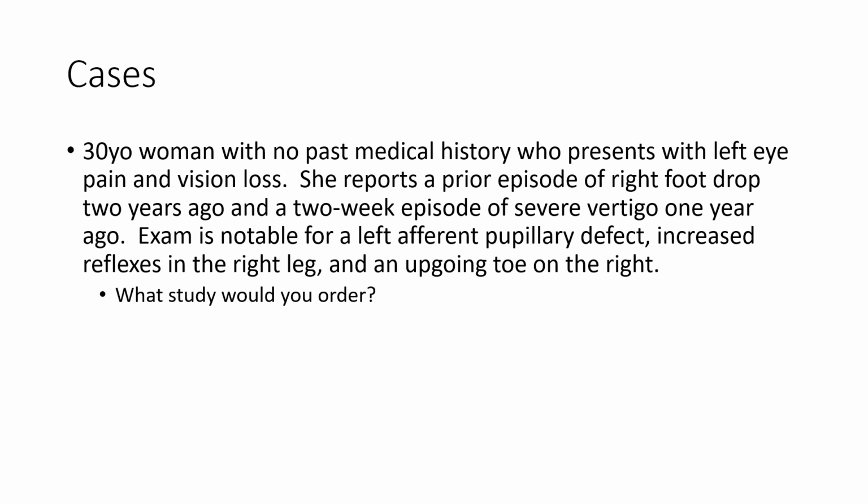So again, here we first have to think about localization. And in this case, there's not one unifying localization. So her current presentation with painful vision loss in one eye suggests an optic neuritis localizing to the optic nerve. A right foot drop 2 years ago could suggest either a peripheral or central process of either the spinal cord or one of the hemispheres itself. An episode of vertigo 1 year ago suggests probably a brainstem lesion.